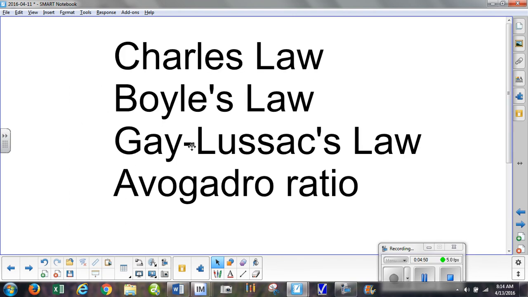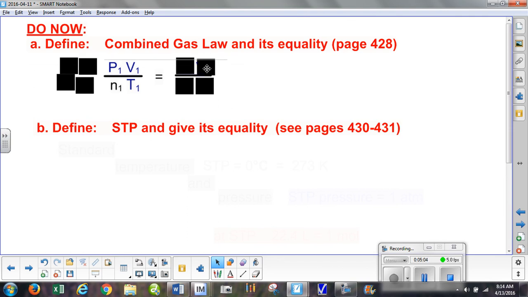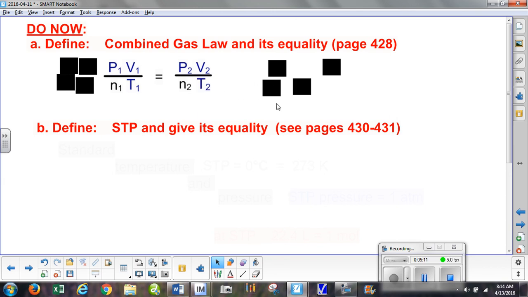Charles, Boyle, Gay-Lussac, and Avogadro can all be derived from my combined gas law: P1 V1 over N1 T1 equals P2 V2 over N2 T2. The reason I'm doing it this way is I want you to see how easy it is to derive the laws.